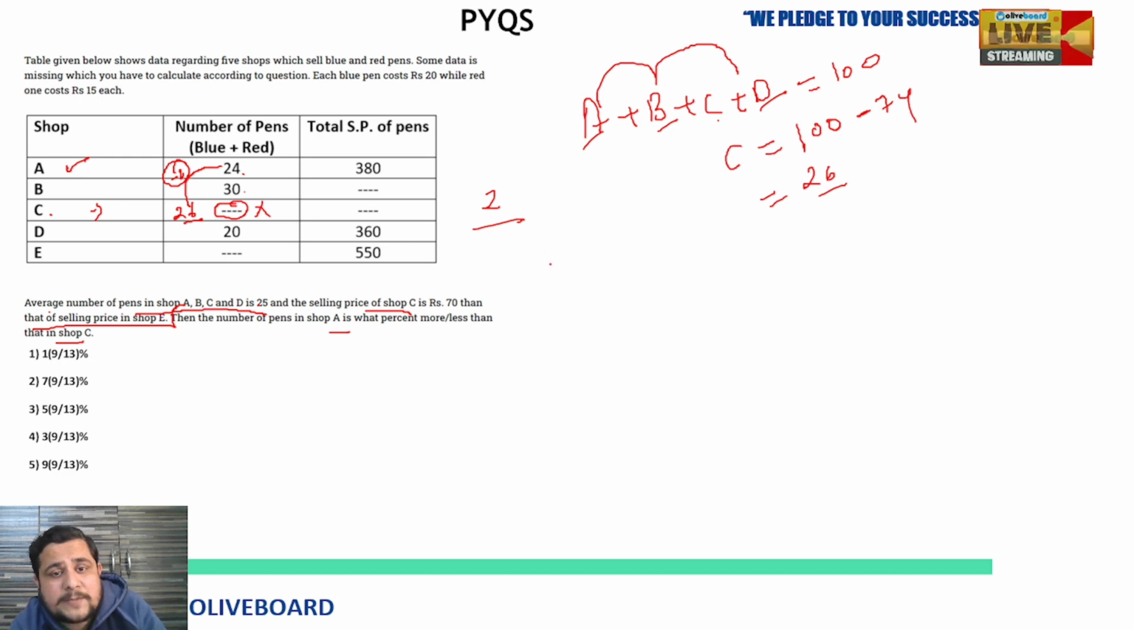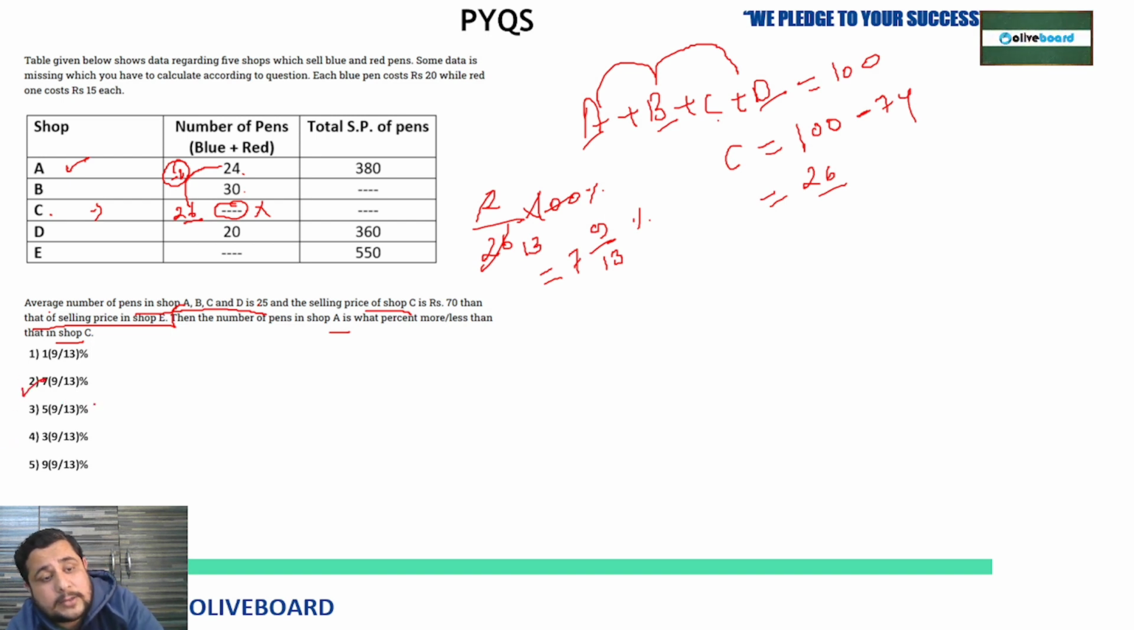So A is how much percent less? 2 less than, actually. So 2 with respect to 26 you have to calculate, just multiply by 100 here. 2 upon 26 means 1 upon 13, 100 upon 13. So 13 sevens are how much? 13 sevens are 91. Then 9 will be the remainder. So 7 9 by 13%. Is this correct? Yes, it is.